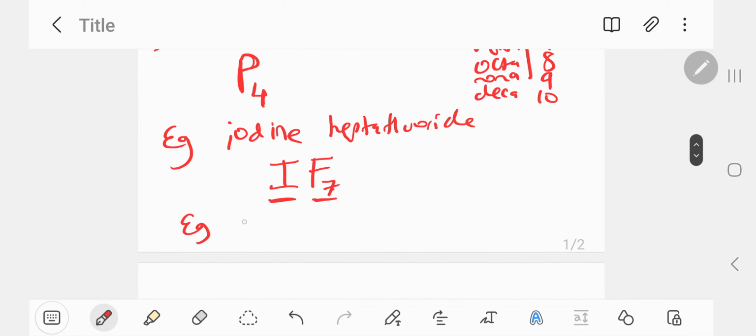Let's do another one. Let's do boron trihydride. B for boron. Hydride is hydrogen. Whenever you see HYD or HY, hydrogen. H, tri means 3, so you put a 3 there.